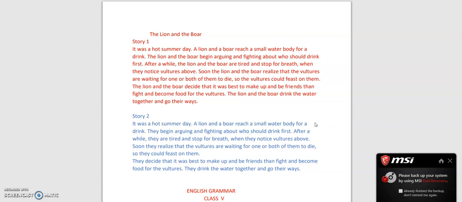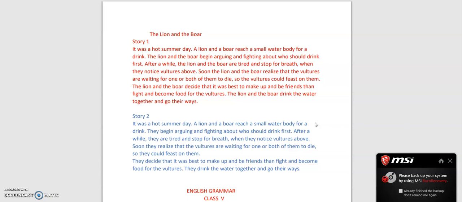After a while, the lion and the boar are tired and stop for breath when they notice vultures above. Soon the lion and the boar realized that the vultures are waiting for one or both of them to die, so the vultures could feast on them. The lion and the boar decide that it was best to make up and be friends than fight and become food for the vultures. The lion and the boar drink the water together and go their ways.